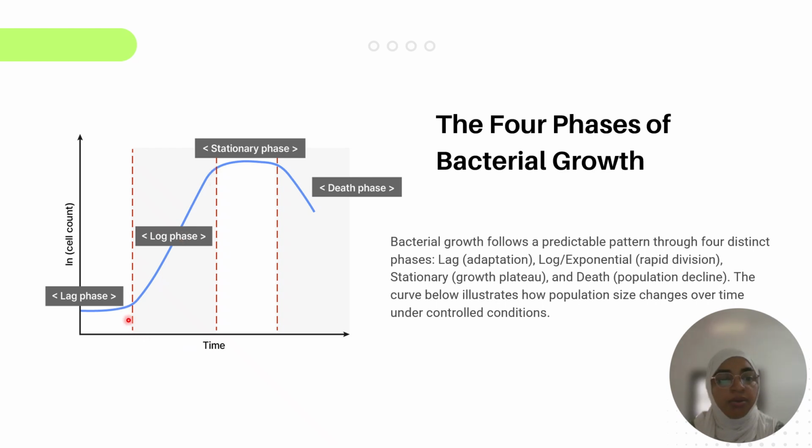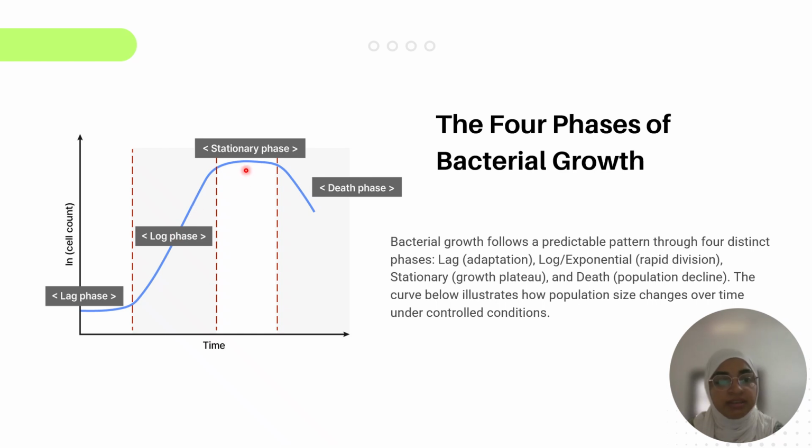The second phase is the log phase, also called the exponential phase, a period of rapid division. Do not confuse the lag phase and the log phase. In this phase, there is rapid growth or rapid multiplication of cells. Cell division is fast and the cell count increases. We can see the graph go upward, which means the cell count is increased.